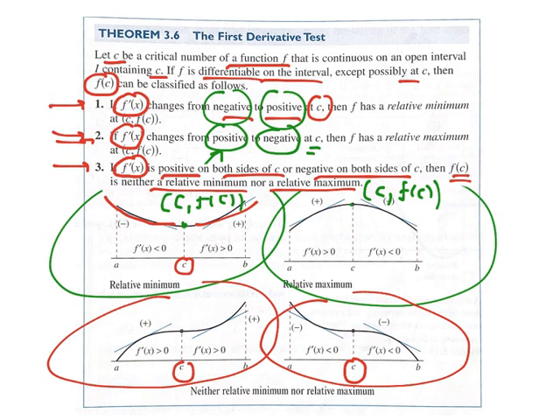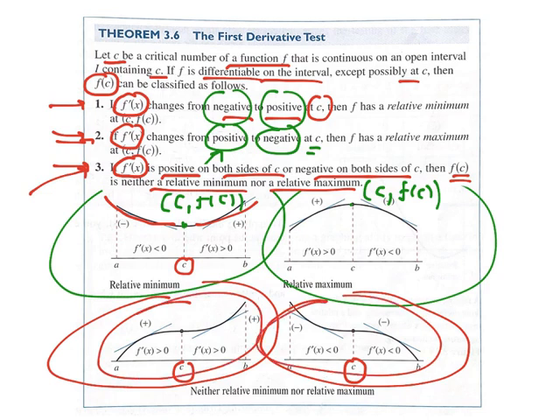Relative extrema occur only at critical numbers, but having a critical number by itself does not guarantee that you have a relative maximum or a relative minimum, because you could have a situation like this. And a very simple function that demonstrates this particular concept, stated as number 3 here in the first derivative test, would be f of x is equal to x cubed.